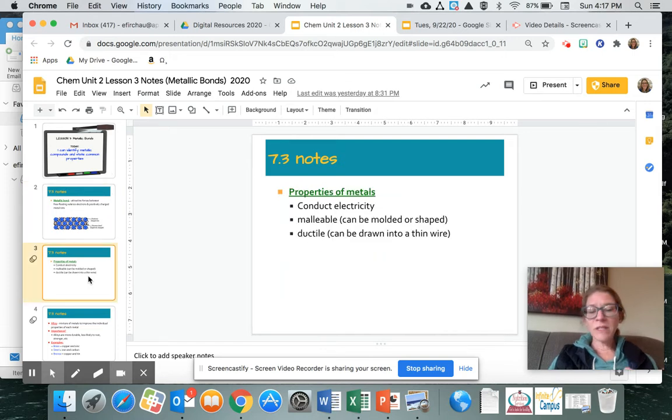All right, so a few properties of metals. They conduct electricity, and again, these free-flowing valence electrons allow that current to be transferred. They are malleable, which means they can be molded or shaped.